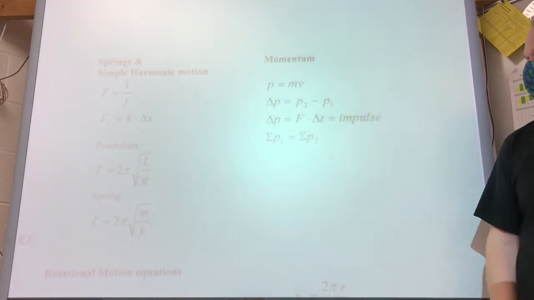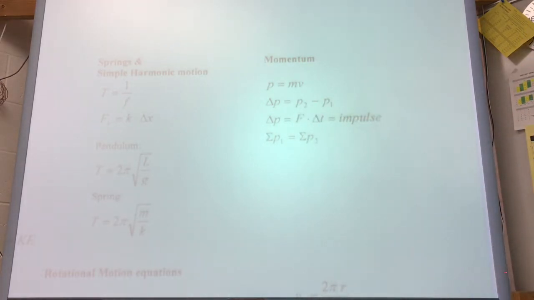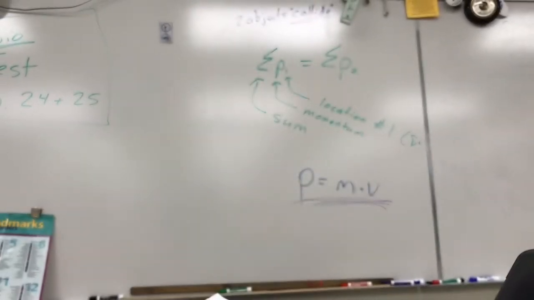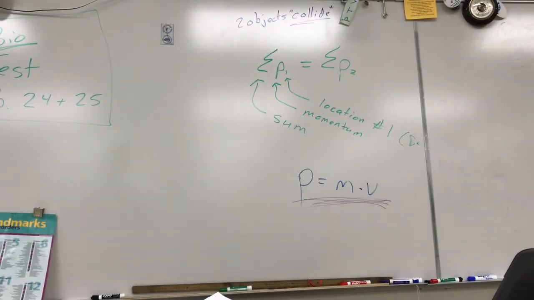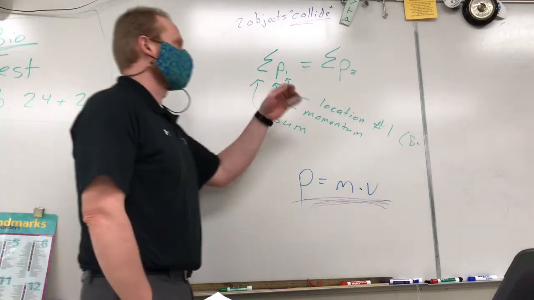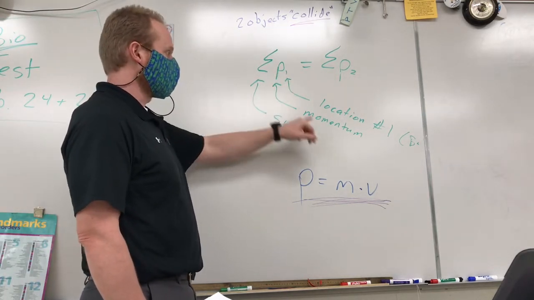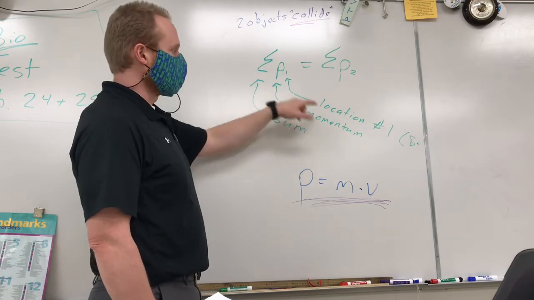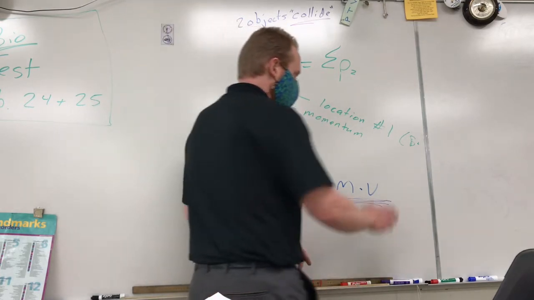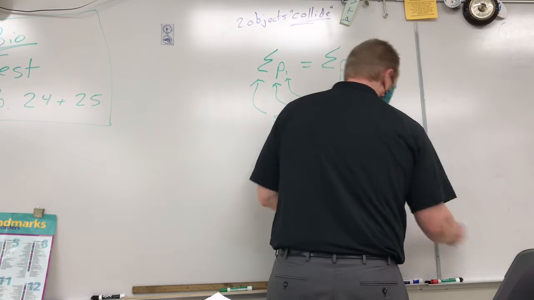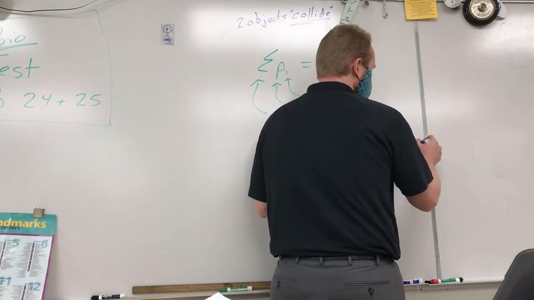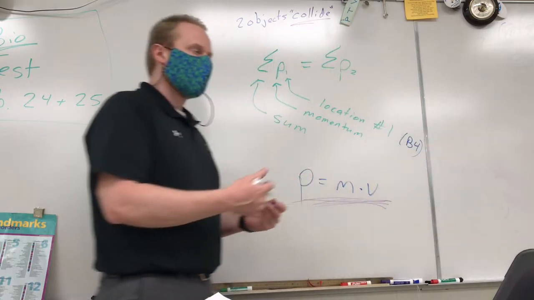The fourth and final equation we're going to talk about today is the one called conservation of momentum. So the conservation of momentum equation is this: sigma p1 equals sigma p2. Sigma means sum of, p is for momentum, and 1 is really location 1, or we're talking about a before versus an after.